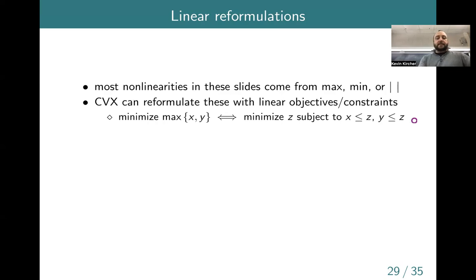So if we were trying to minimize the maximum of two variables, that's equivalent to minimizing some new variable z subject to the constraints that z is bigger than both x and y.